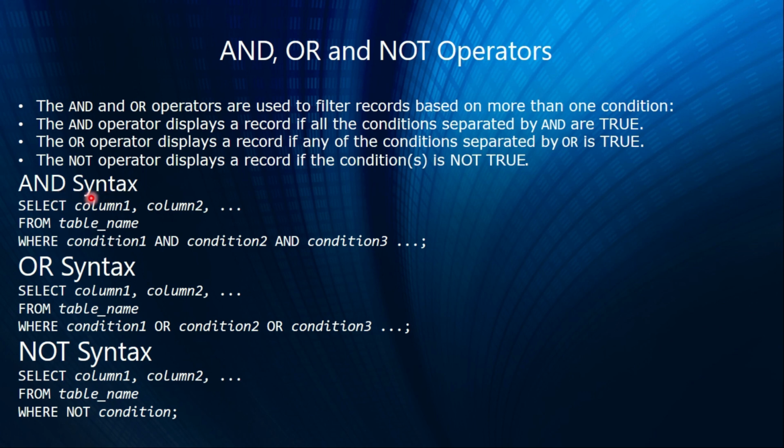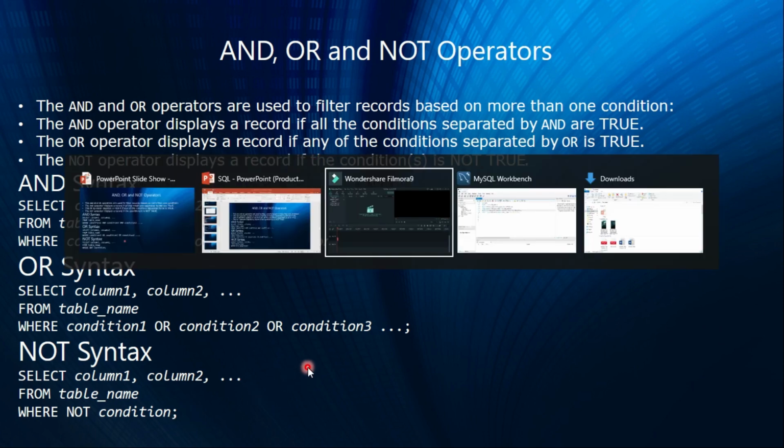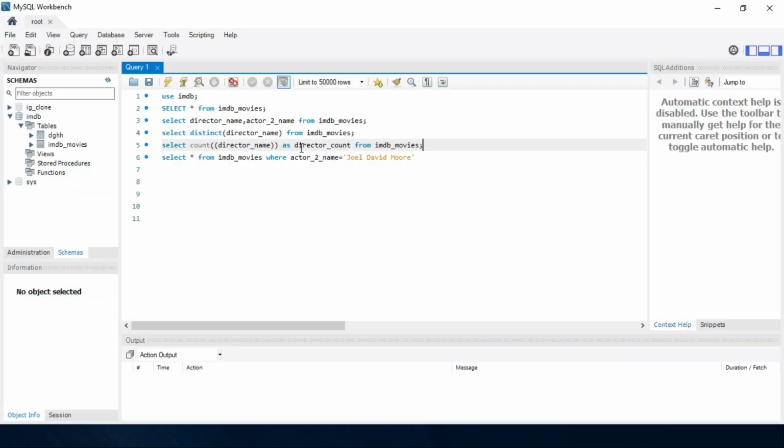So here's the syntax for AND. First we start with SELECT, then column names, then from which table you want to query the data, and then WHERE, a condition, AND the other conditions. Then there is the OR syntax. It goes the same as AND, we just need to have OR. The NOT syntax goes the same way, but after WHERE we write NOT and then a condition. Okay, so let's go to SQL and have a look.